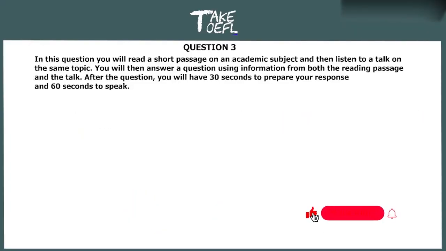In this question, you will read a short passage on an academic subject and then listen to a talk on the same topic. You will then answer a question using information from both the reading passage and the talk. After the question, you will have 30 seconds to prepare your response and 60 seconds to speak.